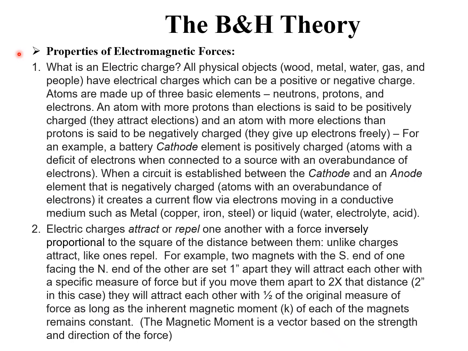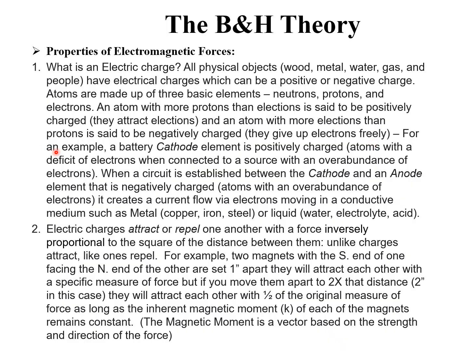Okay, let's take a look now at the properties of electromagnetic forces. What is an electrical charge? All physical objects, wood, metal, water, gas, and people have electrical charges, which can be a positive or negative charge. It's where you see static electricity coming from. Atoms are made up of 3 basic elements: neutrons, protons, and electrons, as we just discussed. An atom with more protons than electrons is said to be positively charged. They attract electrons. And an atom with more electrons than protons is said to be negatively charged. They give up electrons freely.